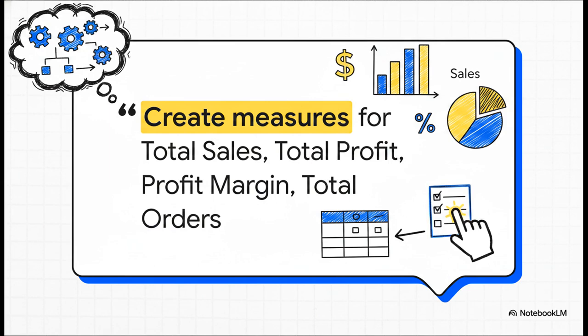We're going to leverage that ChatGPT hack one more time for our core measures. We use another quick prompt to generate the DAX for total sales, total profit, profit margin percentage, total orders, and average order value. Oh, and a huge tip here. Always create a dedicated measure table. It keeps all those new calculations perfectly organized right there in your right-hand pane. Trust me, it's a lifesaver.